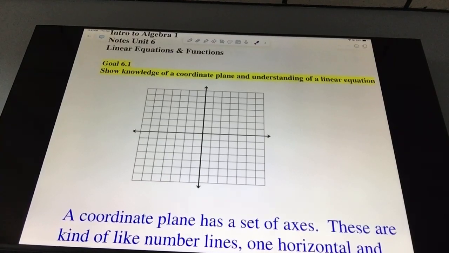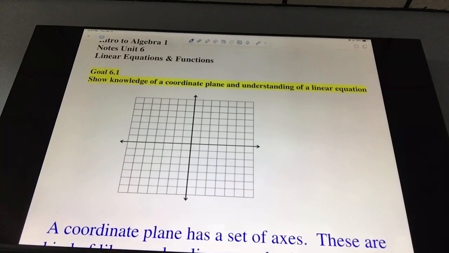The horizontal one is the x-axis. So x's go left and right. And the vertical one is the y-axis. Y's go up and down. Let me write that better.